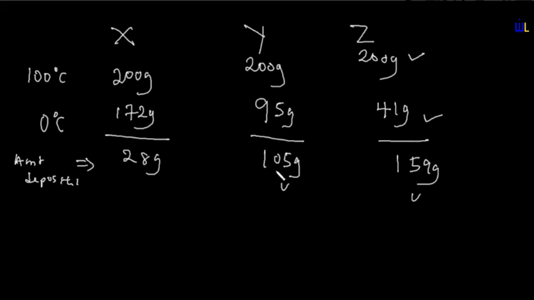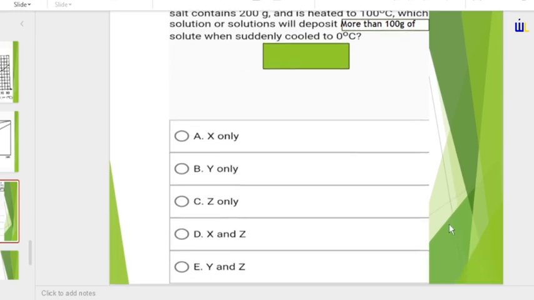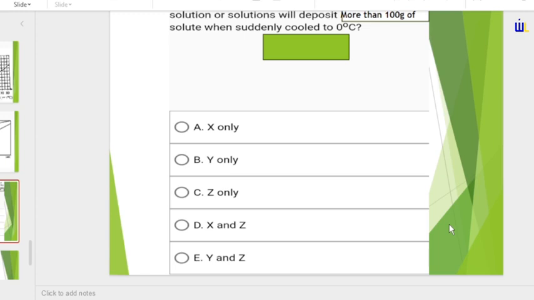Which one of them will deposit more than 100 grams but less than 150? Y. Which one would deposit more than 150 but less than 200? Z, exactly. Is this clear to everybody? So let's check our options. Look at your options. What's the answer? E. Exactly, Y and Z. And that's that.